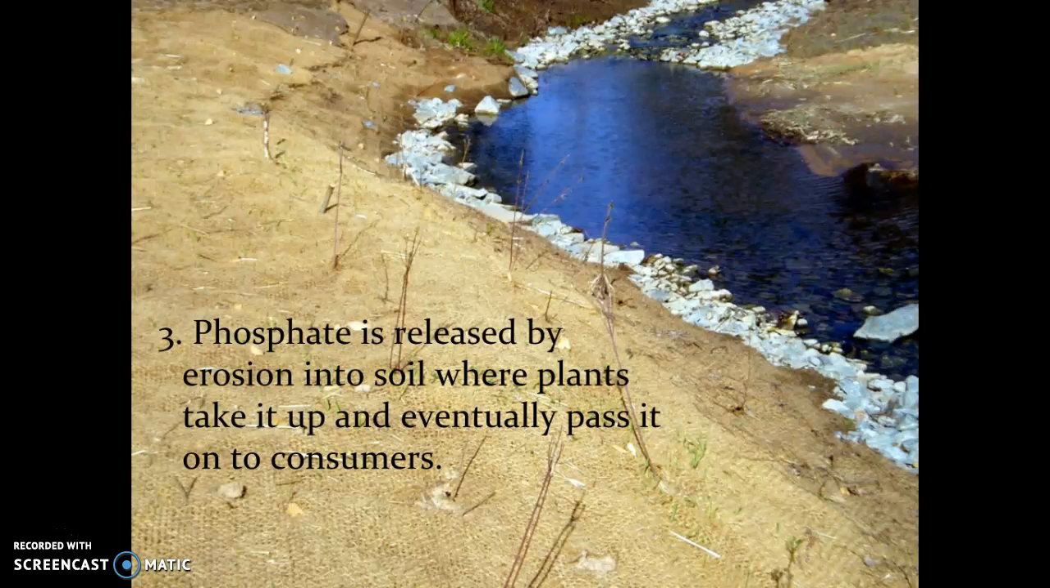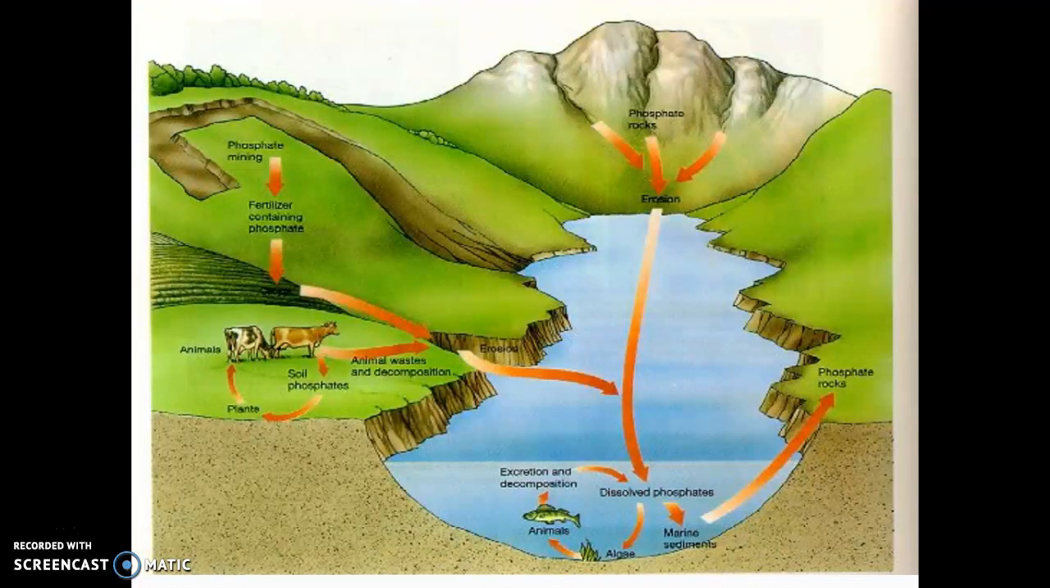So the process that phosphorus undergoes is that it's released by erosion into the soil where plants take it up and eventually pass it on to consumers. And so that's where we get a lot of our phosphate, is when we eat the organisms that ate it before that, through the whole entire food chain. So that's where we get a lot of our phosphorus.